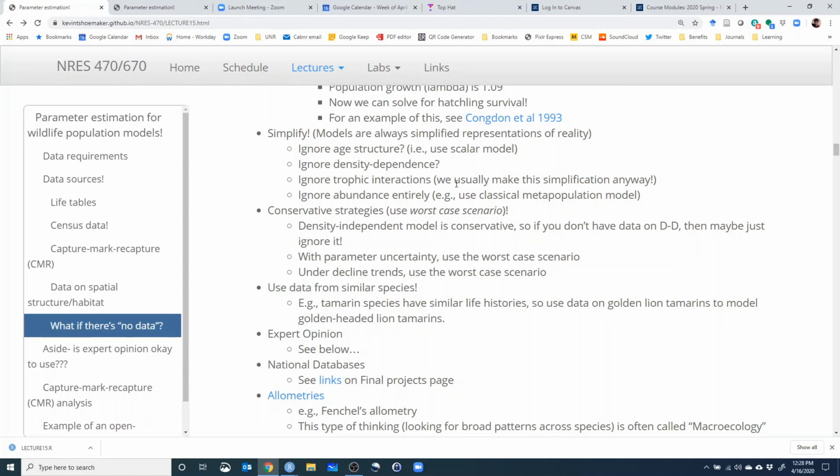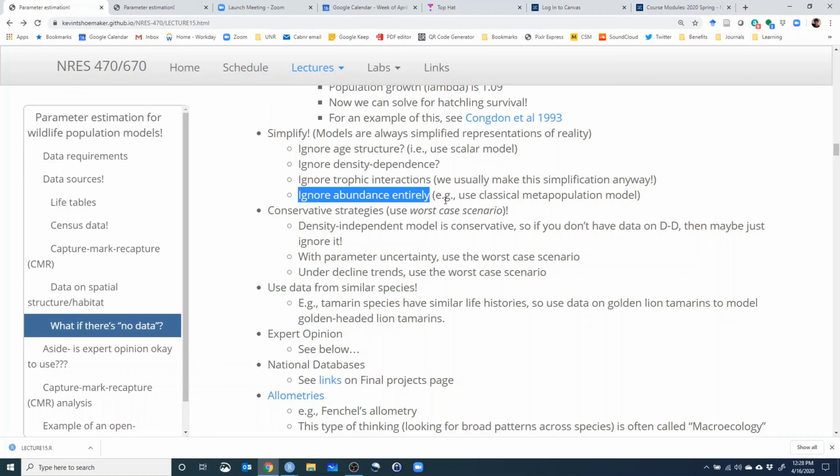Remember, all models are wrong, but some are useful. So just keep that in mind. You're always trying to find a balance between complexity and simplicity and being able to answer your question. So this whole goal of simplification is just trying to find that balance, and sometimes you have to simplify more because you just don't have the data to do anything more.